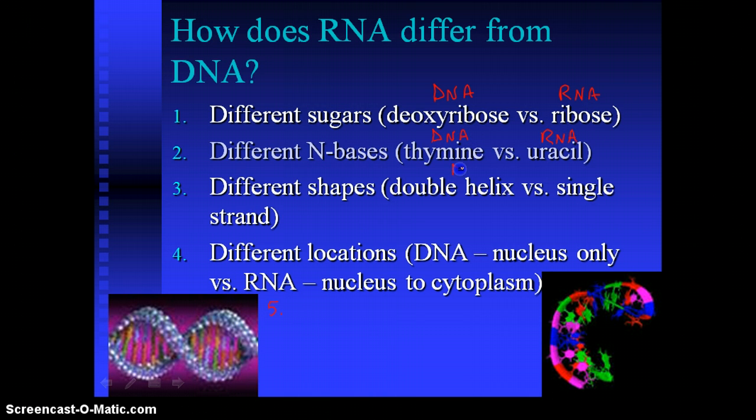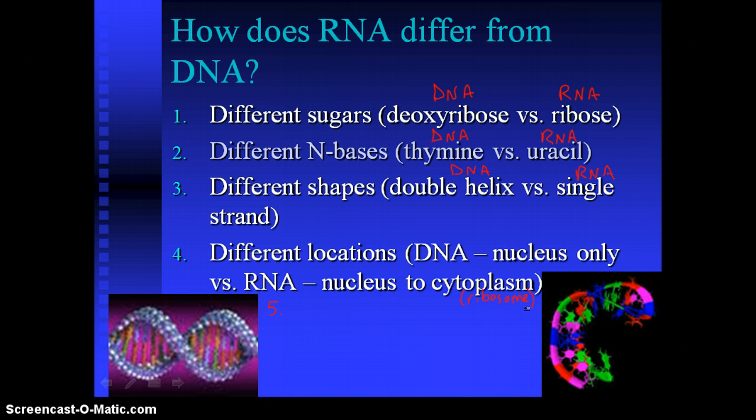There's different shapes. DNA is double helix. RNA is a single strand. There's different locations. DNA is in the nucleus only, and RNA will go from the nucleus to the cytoplasm. More specifically, it goes to the ribosome.